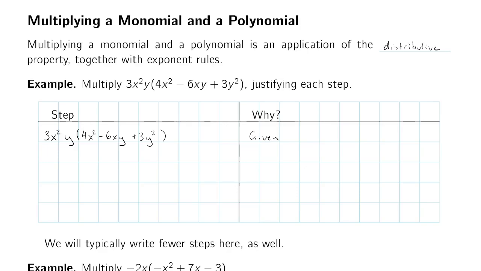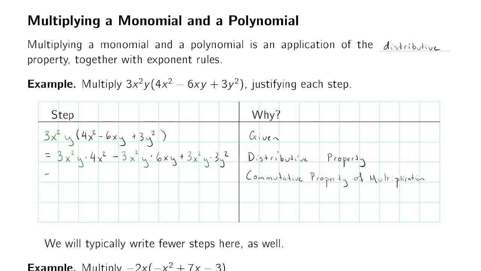After copying the given polynomial, our first step is to apply the distributive property. So now each term has been multiplied by that 3x squared y. And the next thing we want to do is use the commutative property of multiplication to rearrange the terms. So within each term, I'm going to put the numbers first, then the x's, then the y's.